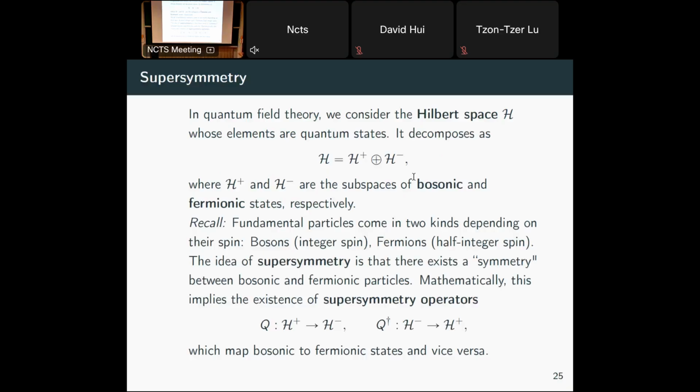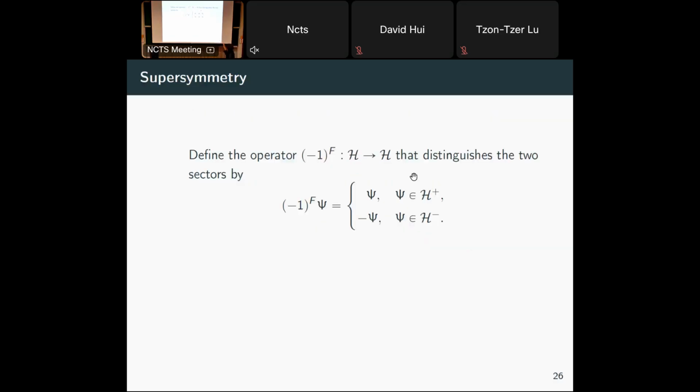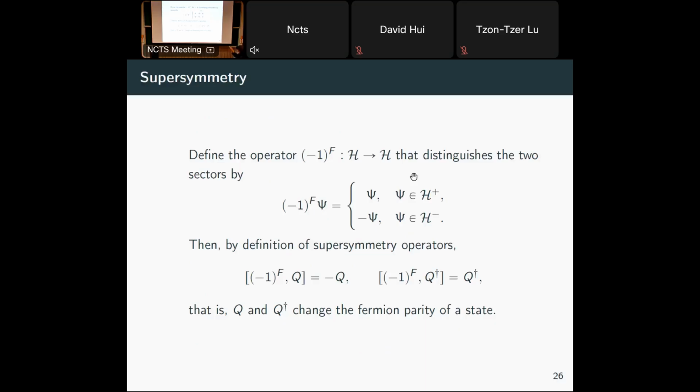Now, the idea of supersymmetry is that there should exist a symmetry between the bosonic particles and fermionic particles, and mathematically that means you should have something called a supersymmetry operator, which, if you give it a bosonic state, gives you a fermionic state. So basically, a map from H plus to H minus, and if you consider the conjugate, it will be H minus to H plus. So that's the operator, and your supersymmetry operator should clearly satisfy this relation. That's just the commutator bracket.